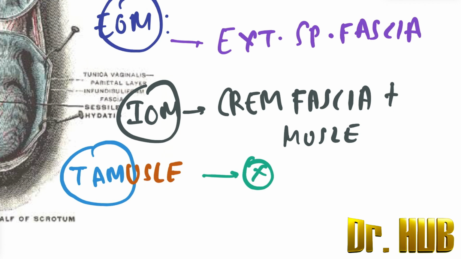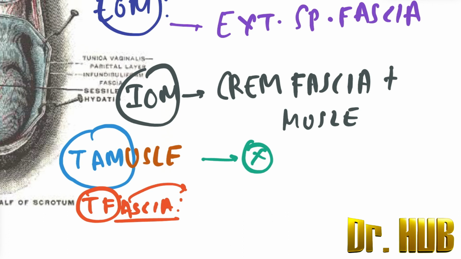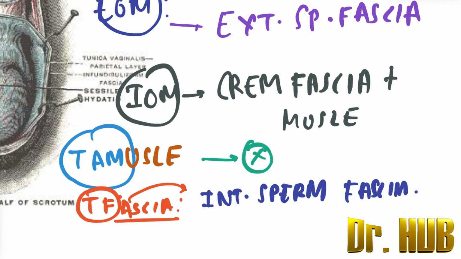Next, we look at the transversalis fascia. The transversalis fascia, we'll write it as TF. So T fascia, that is the transversalis fascia. The transversalis fascia continues as the internal spermatic fascia.